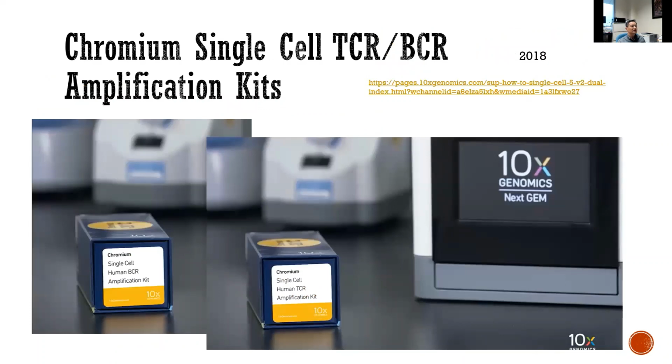Okay, so the most important advance happened in 2018, when 10x Genomics released their single cell T cell receptor and B cell receptor amplification kits. That's what the kits look like. This is for human T cell, and that's for human B cell. They also have the same two kits for mouse samples.